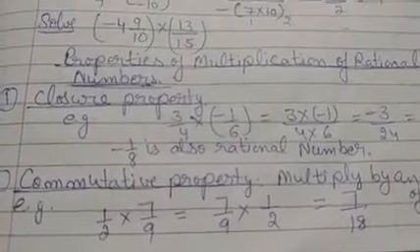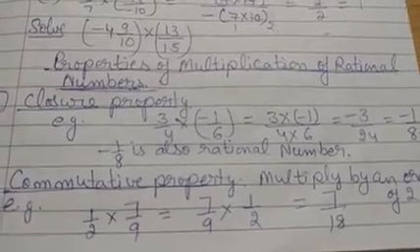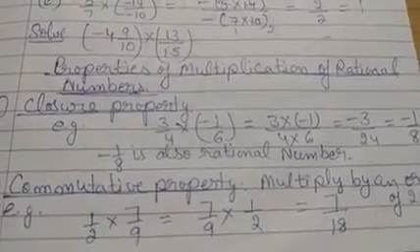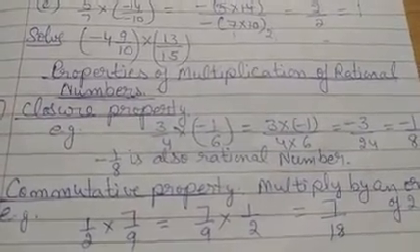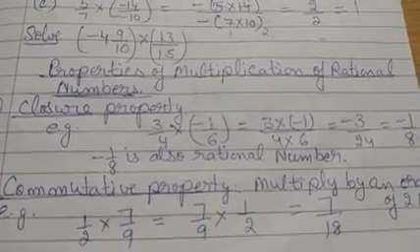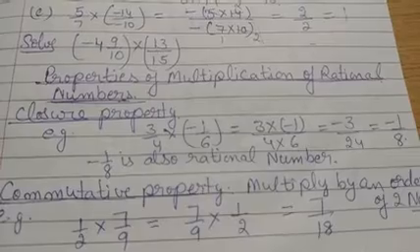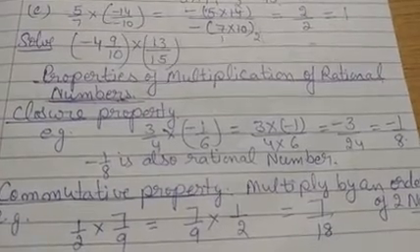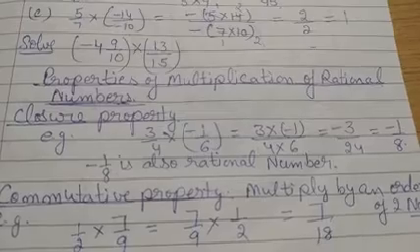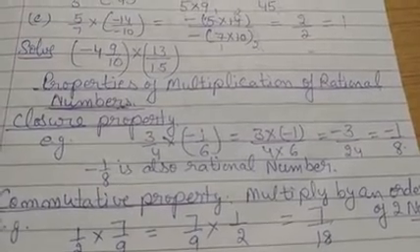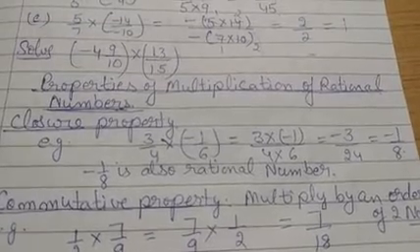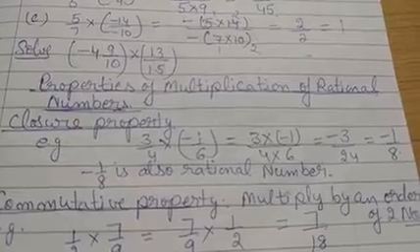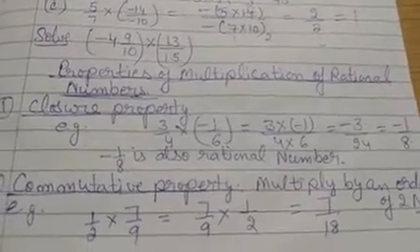Now our next topic is properties of multiplication of rational numbers. First property is closure property. Closure property means when you multiply two rational numbers, the result is also a rational number. Suppose I have two numbers, 3 by 4 into minus 1 by 6. First you multiply numerator with numerator. 3 into minus 1 gives you minus 3 and 4 into 6 gives you 24, and 3 8s are 24 when you divide. So that gives you minus 1 by 8.